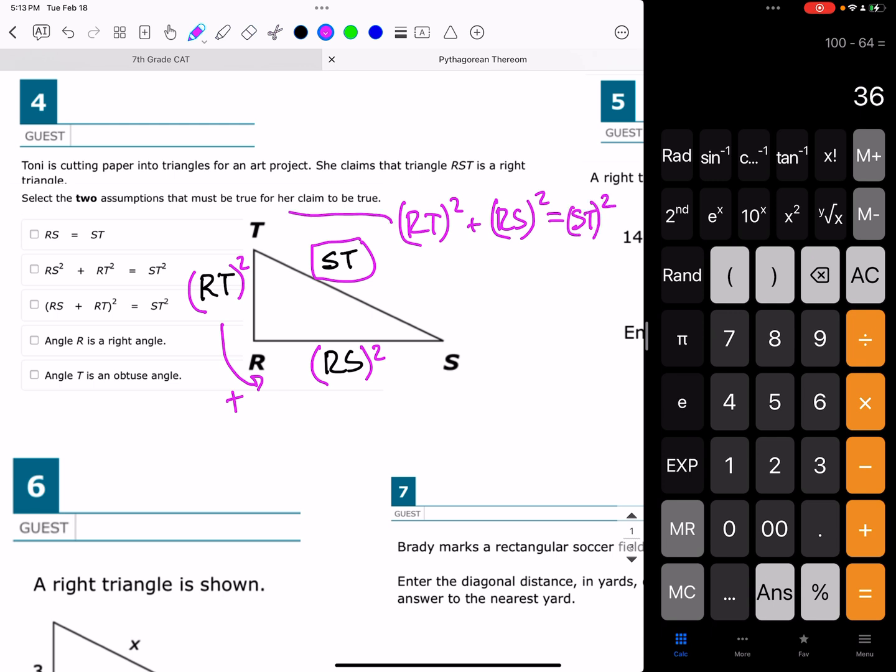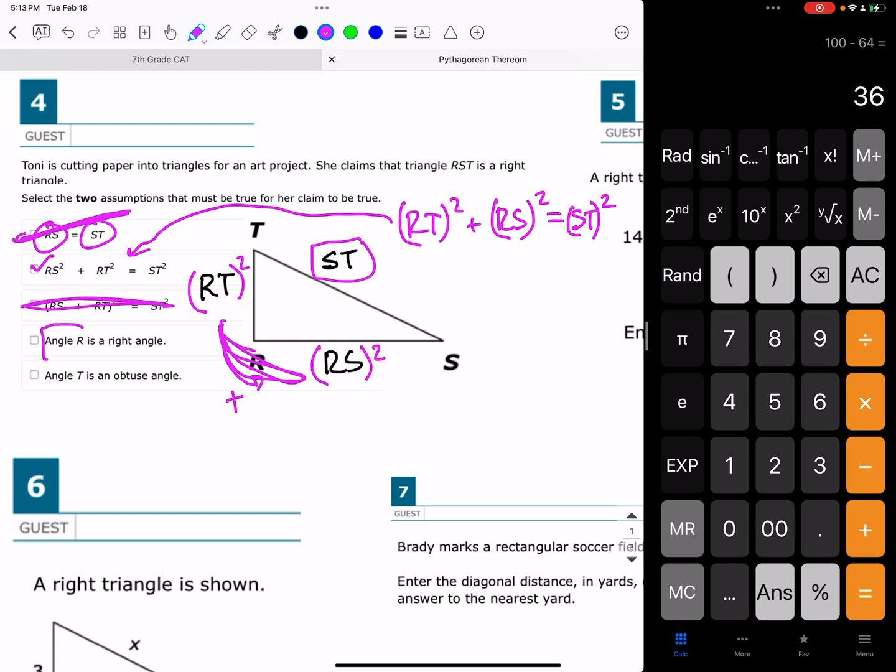So which one is that? That one's this one. So yes. Does RS have to be the same as RT? Does this side have to be the same as this side? No. This one is tough to explain why it's not. Just trust me, it's not.